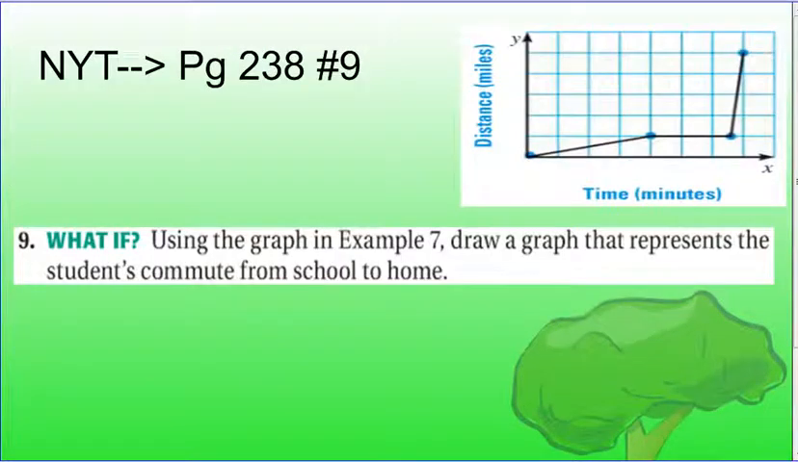Go ahead and try this. This one's out of the textbook. It says, using the graph in example 7, which I've included for you, draw a graph that represents the student's commutes from school to home. So this was the commute from home to school. It wants you to do the opposite. It wants a commute from school to home.